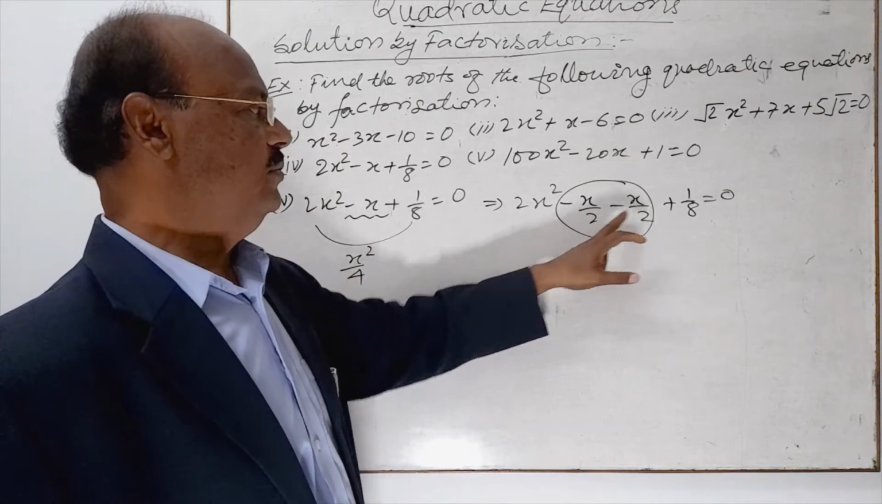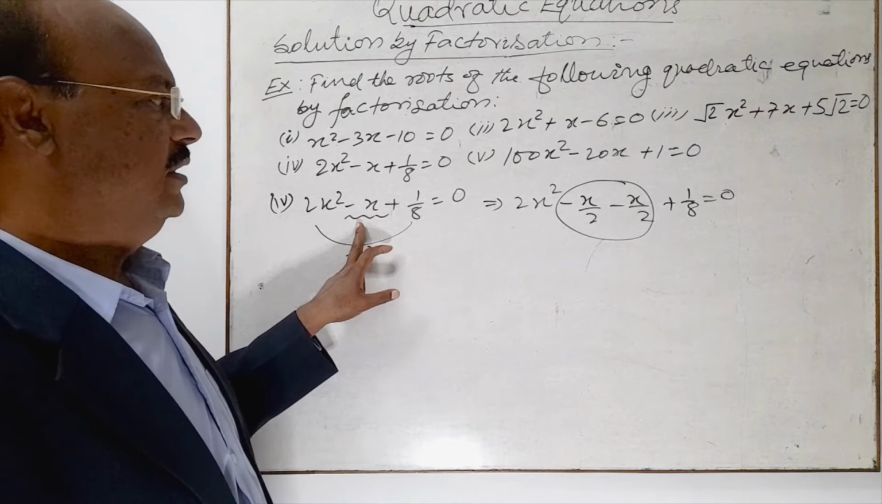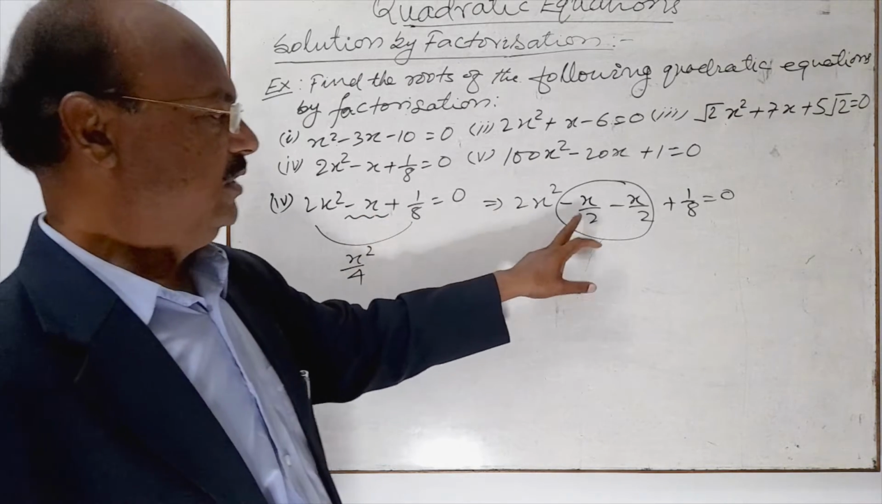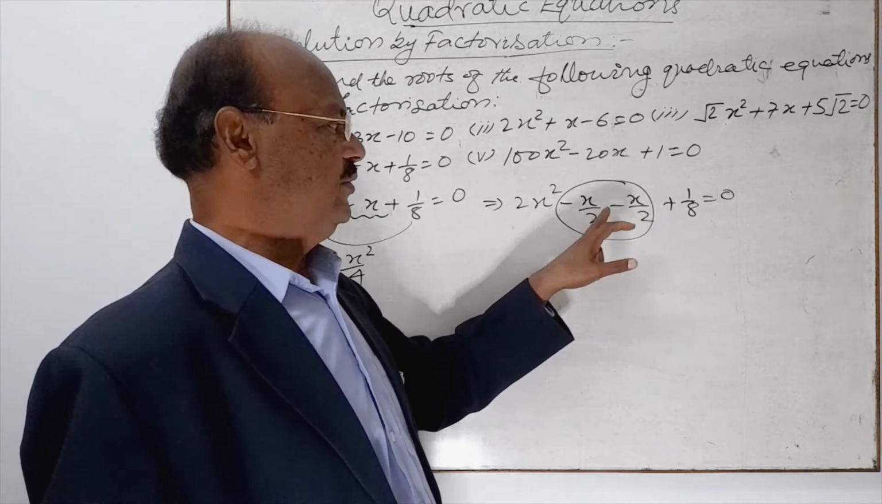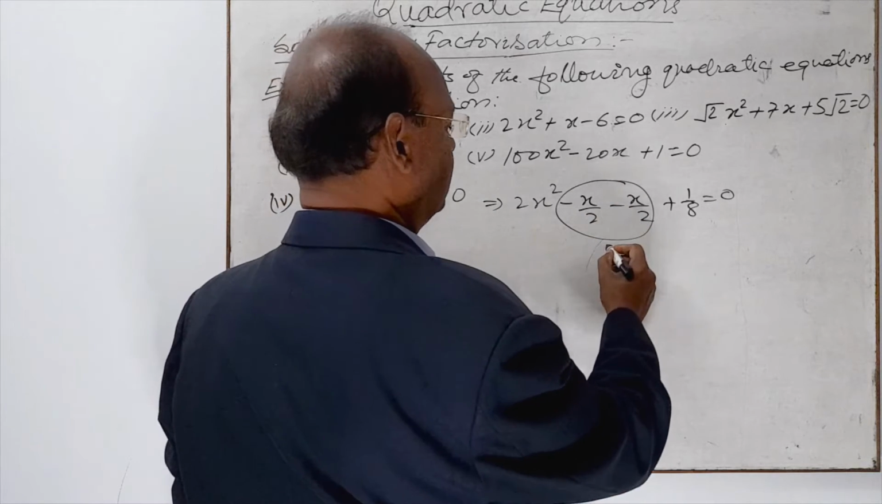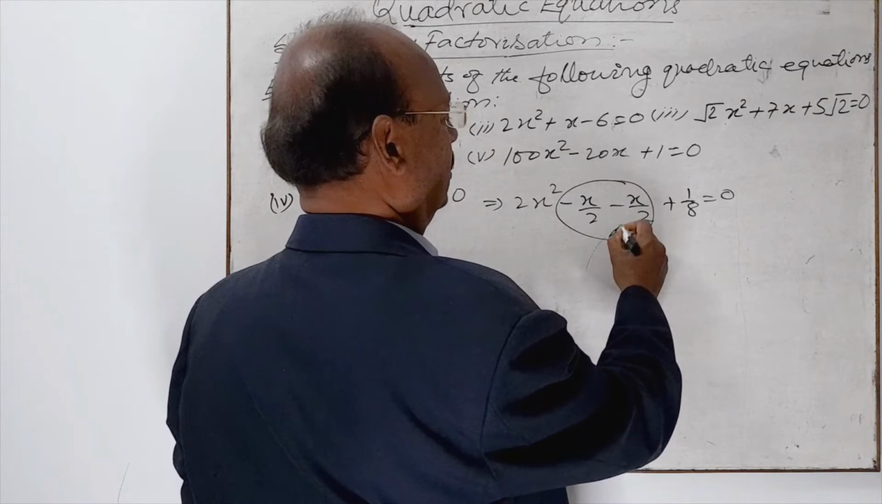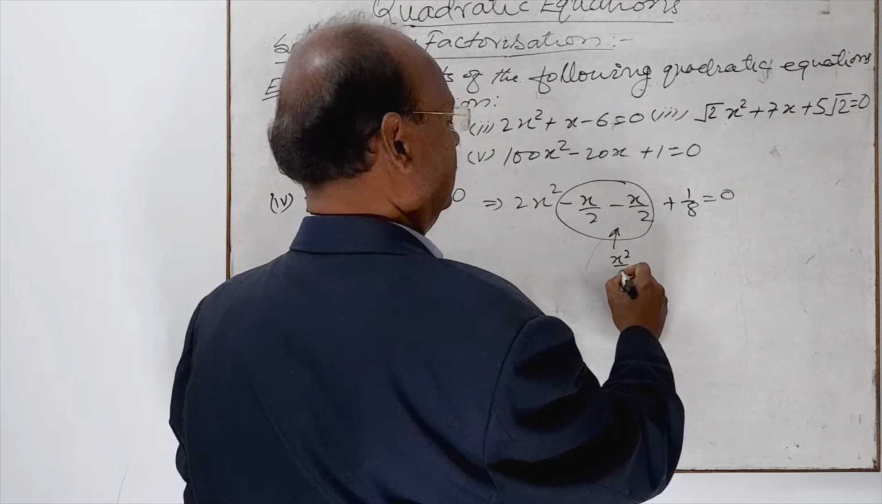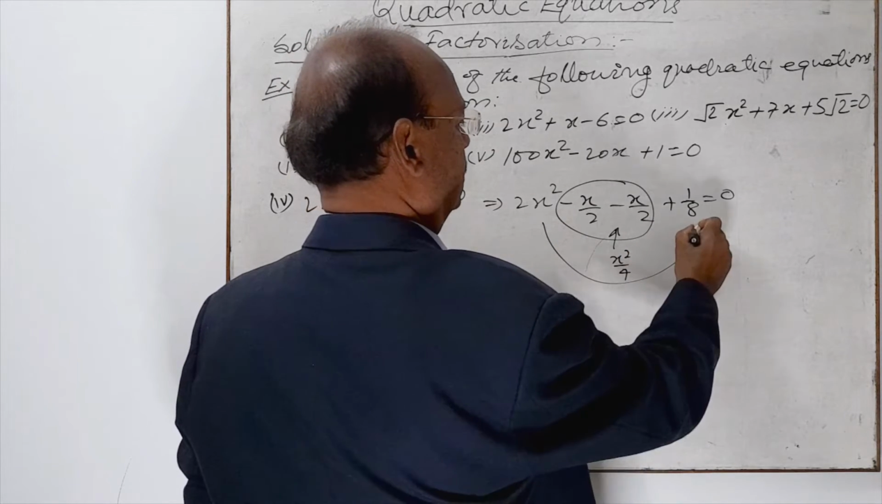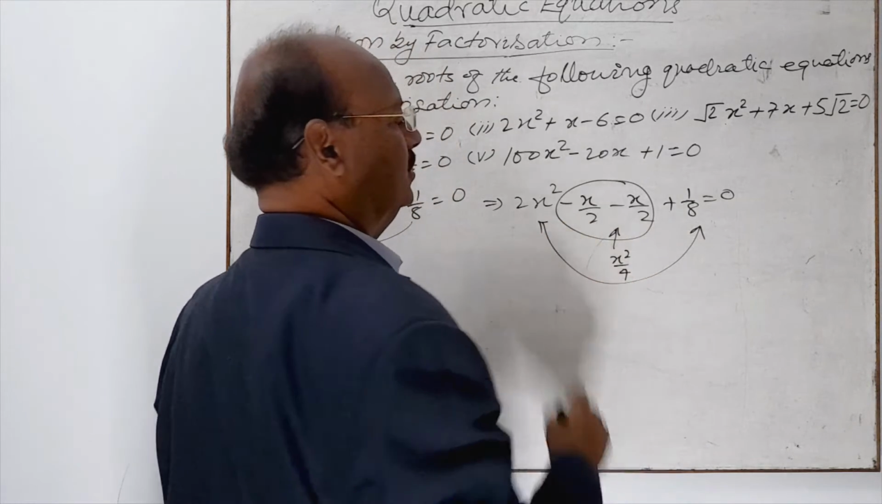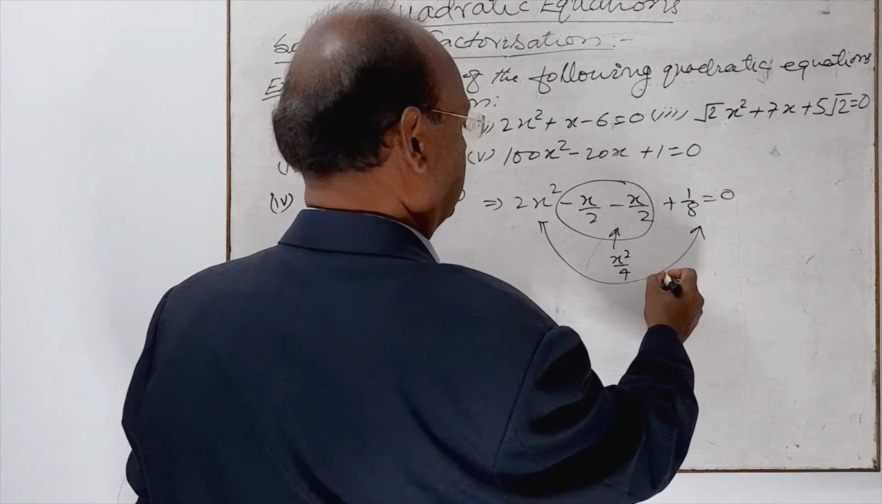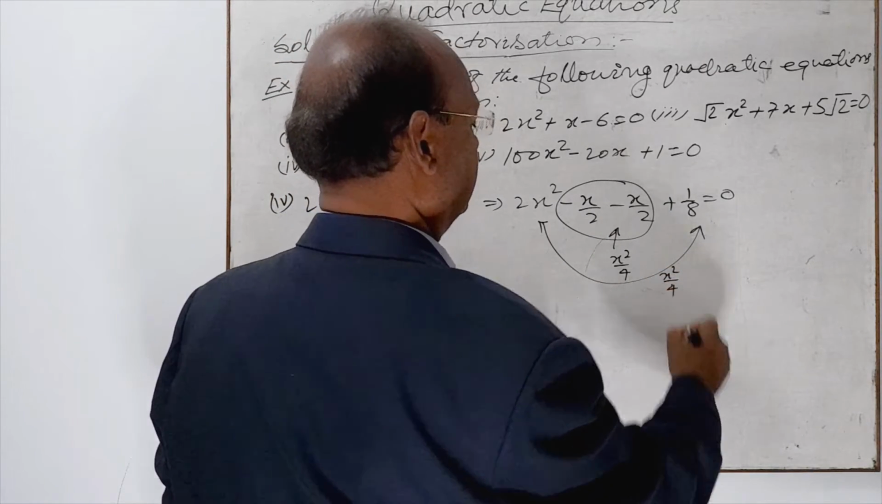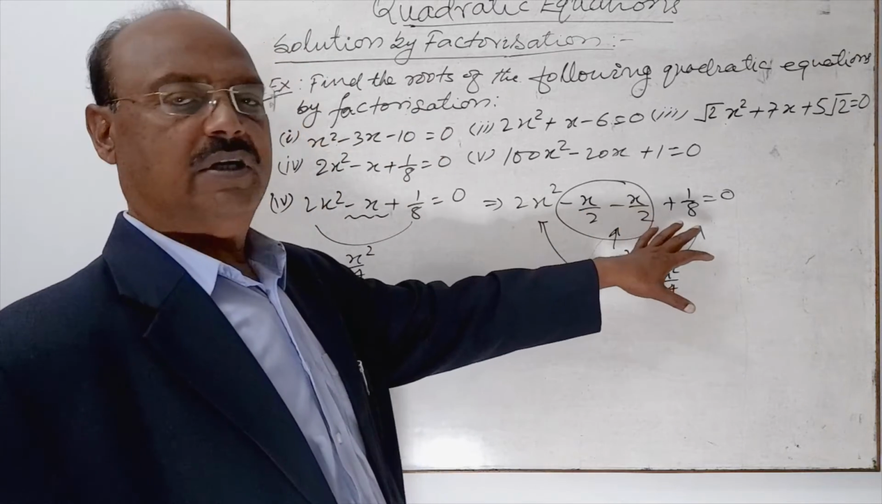By adding these two terms you are getting minus x, and the product of these two terms, minus x by 2 into minus x by 2, you are getting how much? You are getting x square by 4, which is equal to the product of first and last terms. This product is also x square by 4. So our this step is correct.